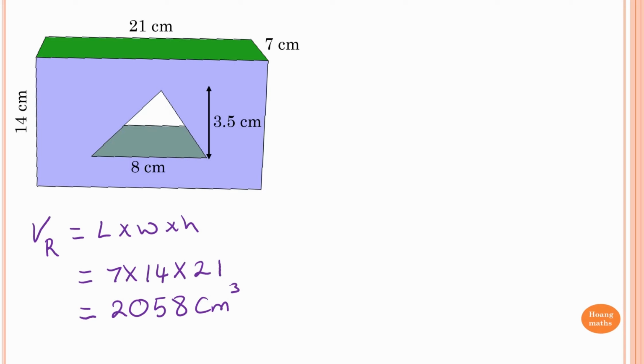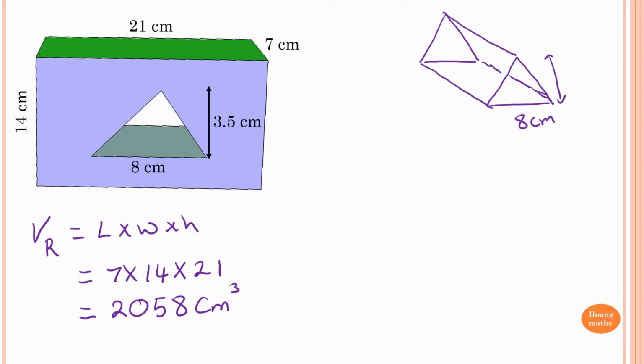Now we need to work out the volume of the triangular prism. The triangular prism looks like this. I draw it out so you can visualize it. And another similar one here, and you just connect. This is what it looks like. There you go. So this is 8 centimeters, and the height of this triangular face is 3.5 centimeters, and then the depth or the height of this prism is 7 centimeters.